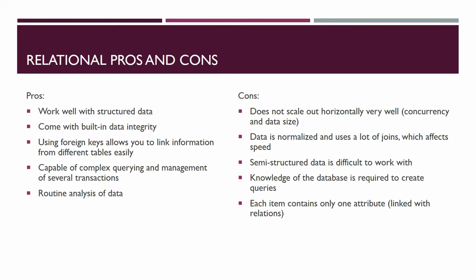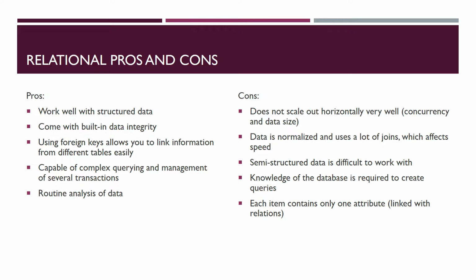The pros of relational databases are that they work extremely well with structured data, and because of the way they're set up, the data in the table has built-in integrity. It's always going to follow the correct schema if it's in the database, and you can use foreign keys to link information between tables. So you can have your customer key, and also the product key of what your customer bought, and that links it to another table and creates that relation.